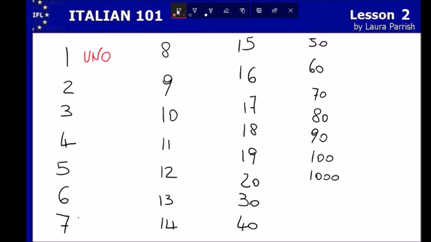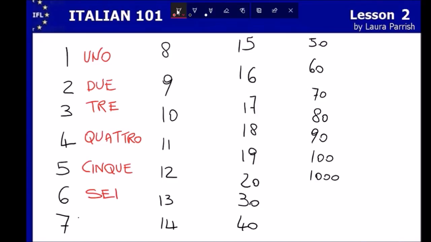1, 2, 3, 4, 5, 6. Say it very well, 6, because Italian is the language of the vowels. Usually Americans say "se." It's not that, it's 6.